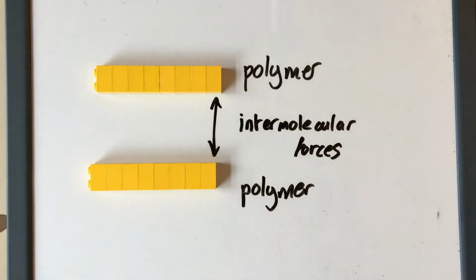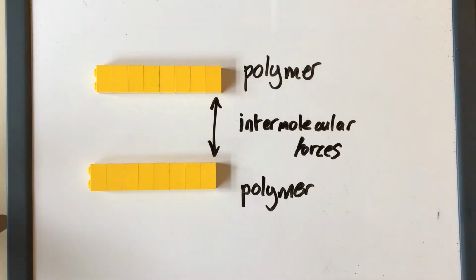So what we need to do in order to change the properties of our polymers is to change our intermolecular forces. If we make them stronger, the material itself will be stronger, it will have a higher melting point, but it will be stiffer and less flexible. If we make the intermolecular forces weaker, then the material will be weaker, it will have a lower melting point, but it will be much more flexible. And we can therefore design materials that work really well for different uses.